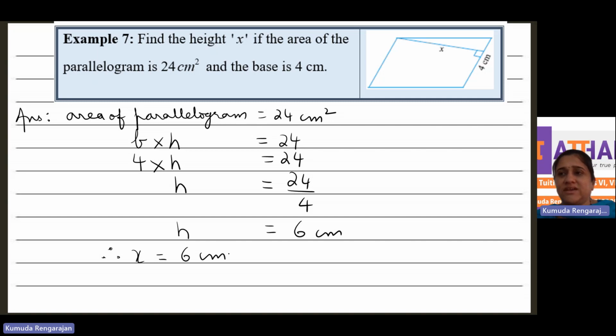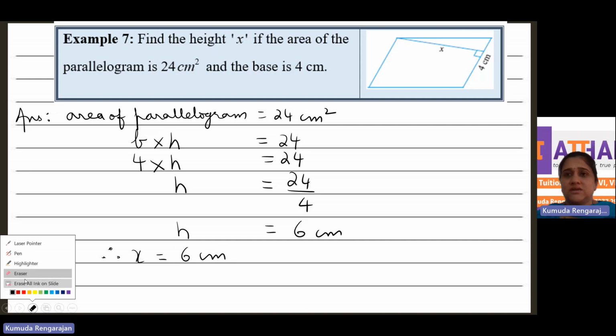What is x? The height, right? See, x means they're asking you the length of this line segment. That's nothing but h. No, that'll be different. So the value of x is equal to the height, which is 6 centimeters.